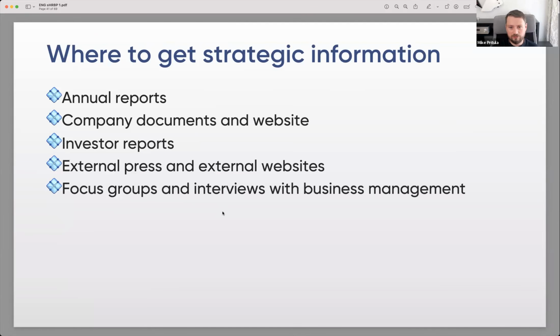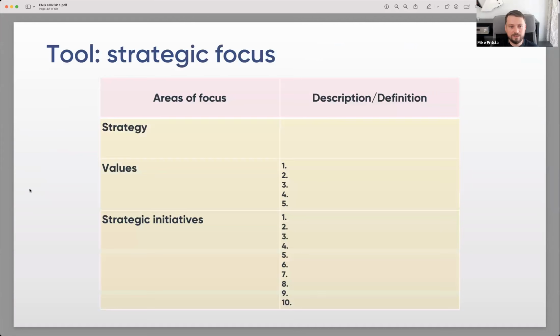Where to get this kind of strategic information? You may learn from annual reports, company documents and website, investor papers and reports, external press and external websites, focus groups, and interviews with business management. Sometimes you don't have enough strategic information. You may just organize a set of interviews, meet each manager, and ask questions. That's what I did firstly when I joined the Wargaming company. I made a list of questions, and then I met with almost, I think, 30 different managers. I asked my questions to understand the business strategy and circumstances and everything.